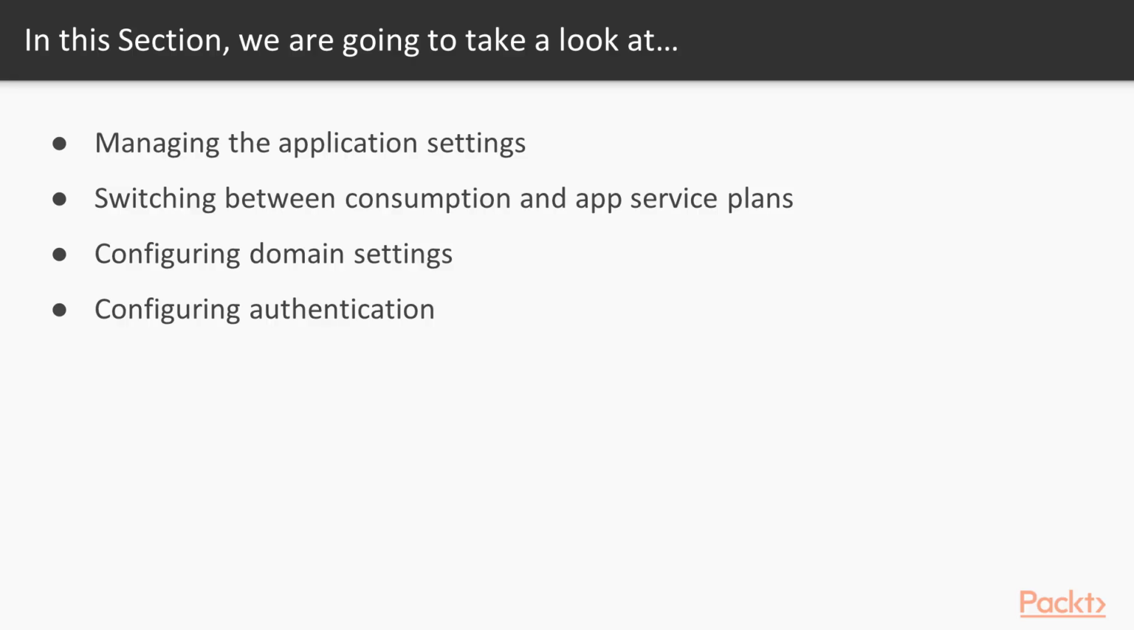In this section, we're going to manage application settings. I'm going to show you how to switch between the consumption and the app service plans. I'm going to configure domain settings and configure authentication.